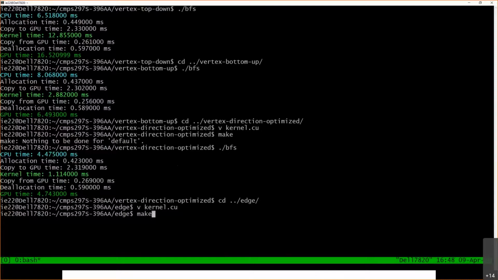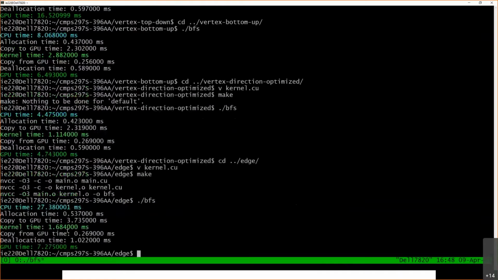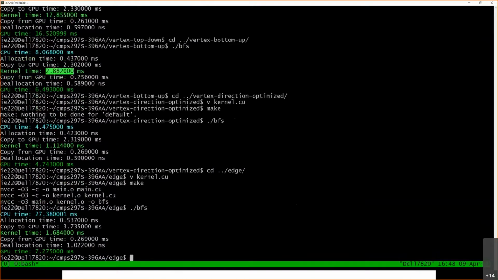So now I'm going to compile this code that we just wrote, and I'm going to run it. And as you can see, we have around 1.68 milliseconds. So the edge-centric approach is better than the top-down and the bottom-up approaches. Okay, zoom out. So this was the time for the top-down. This is the time for the bottom-up. So the edge-centric approach was better than the top-down and the bottom-up approaches. Direction optimized actually did better than the edge-centric approach, but you can tell that the edge-centric approach does fairly well. Okay, any questions about this?